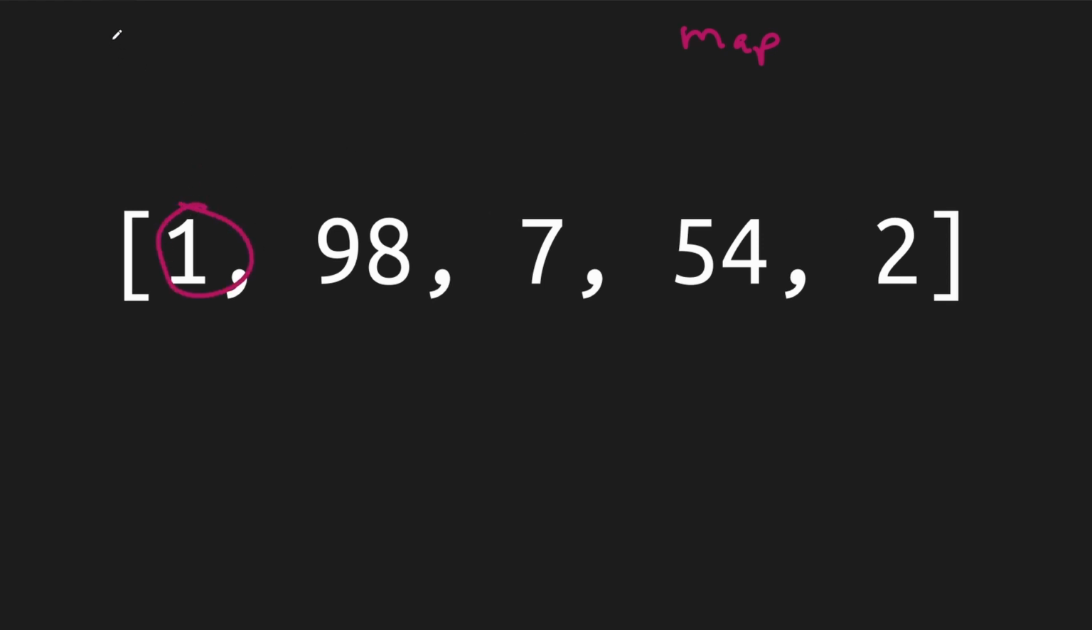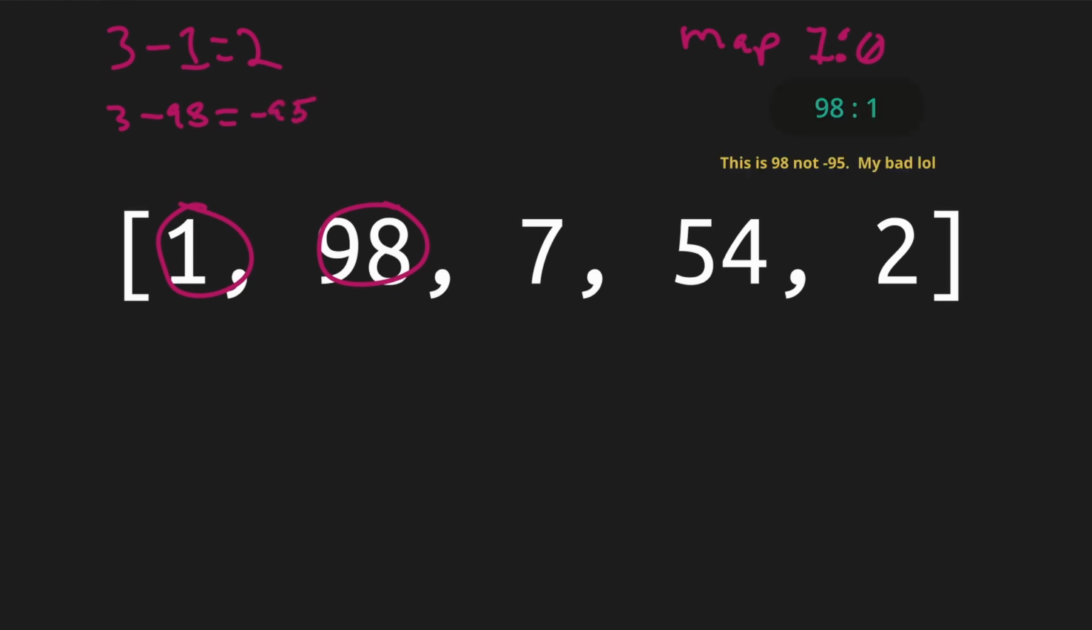So if we start off with 1, so again 3 minus 1 is equal to 2. Alright, so what we can do is we can say, okay, is 2 inside of the map? No, it's not. Alright, so we will add the number we're currently on inside of here as a key, and then its value will be the index it's currently at. So then we could repeat that process. Alright, 3 minus 98 will be negative 95. So negative 95 would be put in here, and its index would be 1, and we would repeat that until we got up to 2.